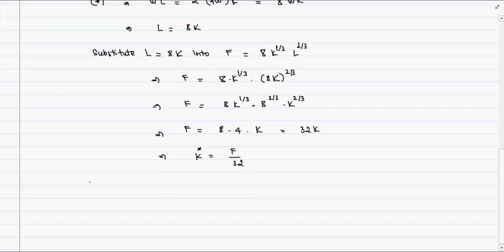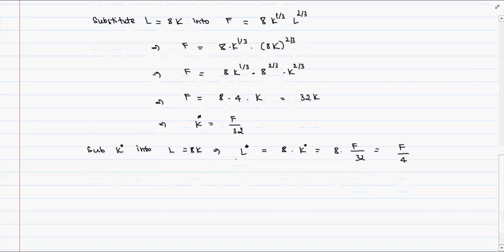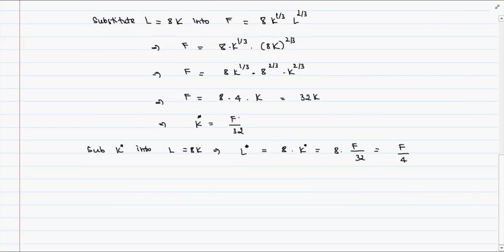Okay, so knowing the values of K, if I substitute the value of K star back into my condition L equal to 8K, then I get L star equal to 8 times K star, and K star is F on 32, so that is going to give me F on 4. Okay, so that is the optimal amount of L star in order to produce F units of output.